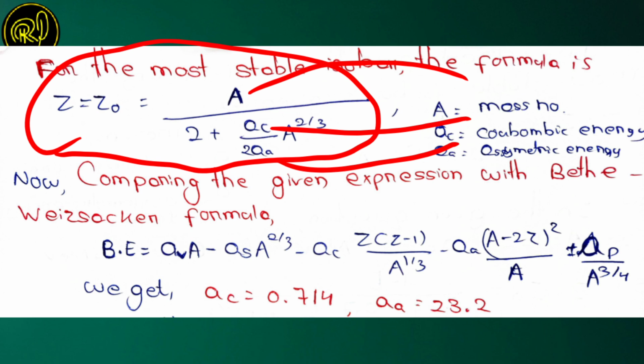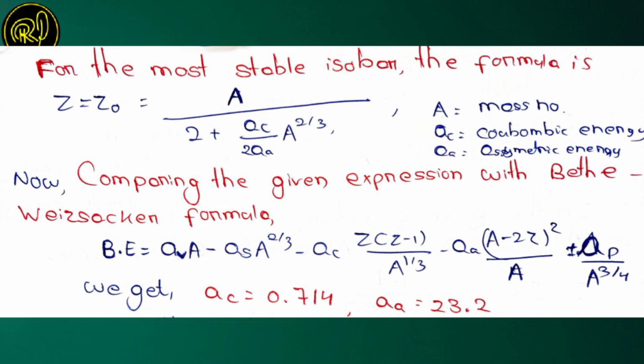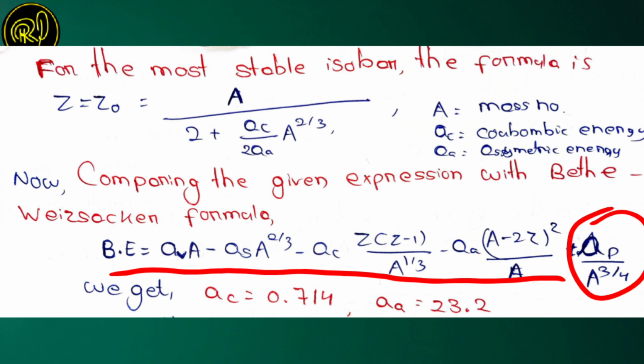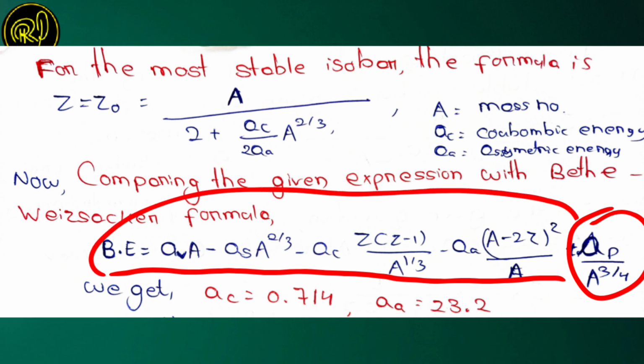Now in the question you will compare with the Bethe-Weizsäcker semi-empirical formula, that is binding energy is equal to A_V A minus A_S A^(2/3) minus A_C Z(Z-1)/A^(1/3) minus A_sym (A-2Z)^2/A plus or minus A_pairing by A^(3/4). We actually don't need the last term because in the given formula this term is absent. Okay, this is the general formula.